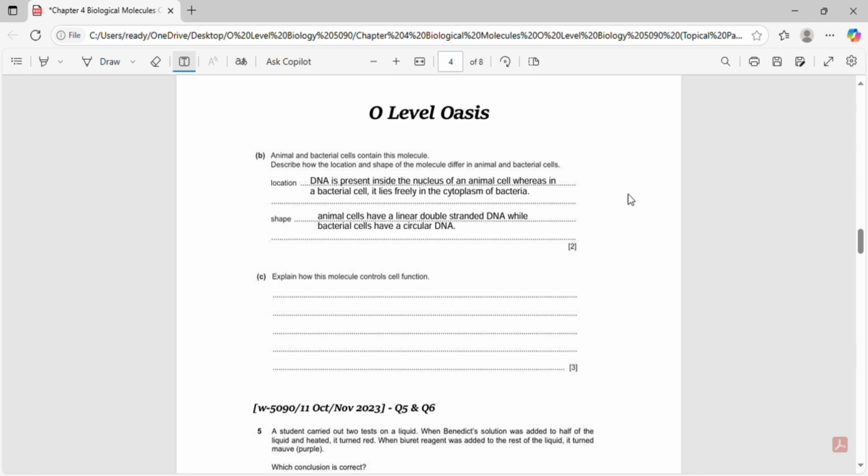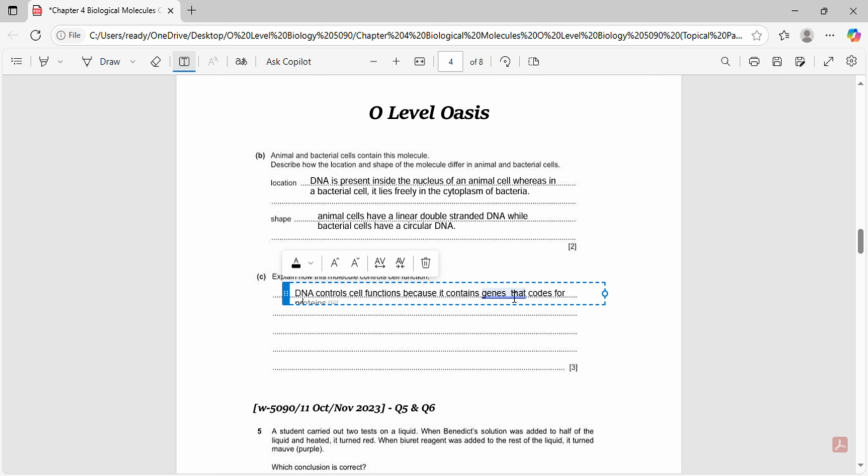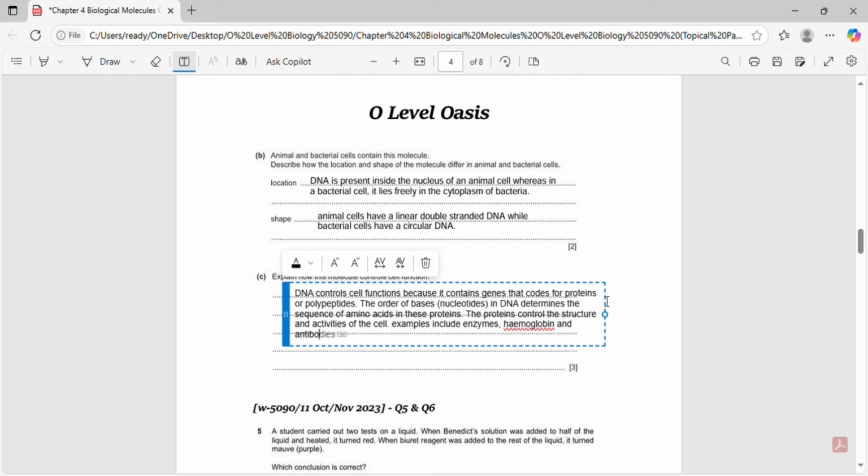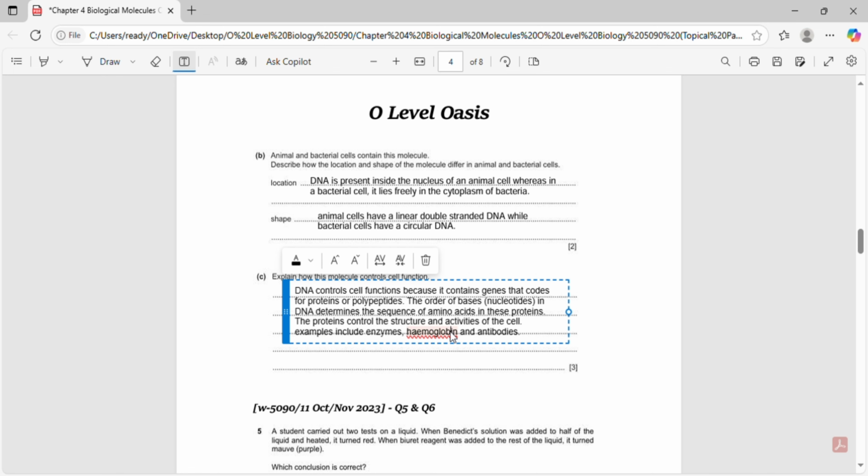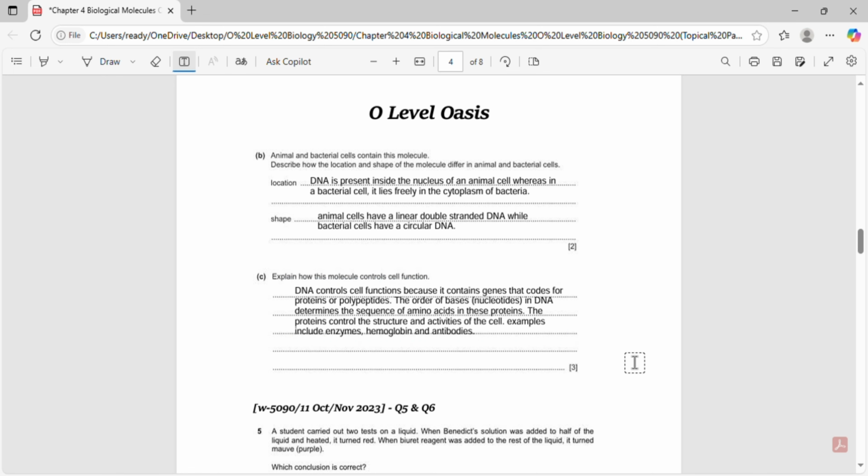Then in part C, explaining how DNA controls cell function, we can say that DNA contains genes, which code for proteins or polypeptides. The sequence of bases in DNA determines the order of amino acids, and these proteins then control the structure and activities of the cell. Proteins carry out vital roles, for example as enzymes to speed up reactions, as structural components like collagen, as transport proteins like hemoglobin, as antibodies in the immune system, or even as hormones like insulin. So overall, by controlling which proteins are produced and in what order, DNA directs every process that happens inside the cell.